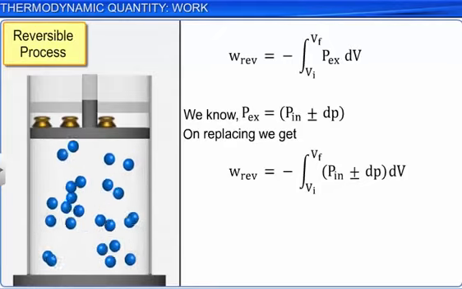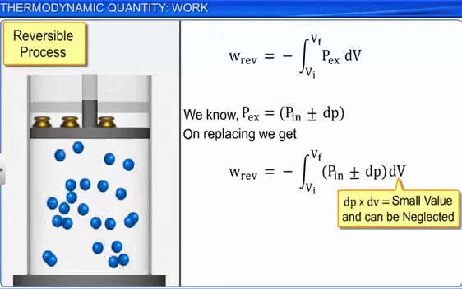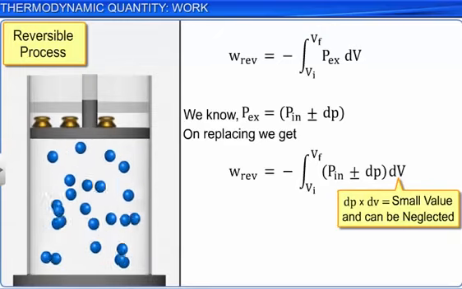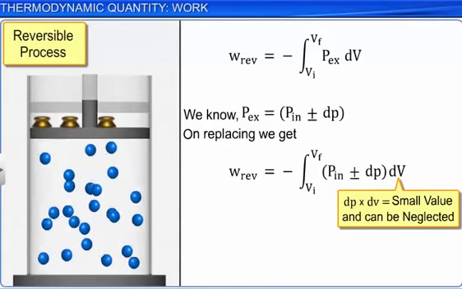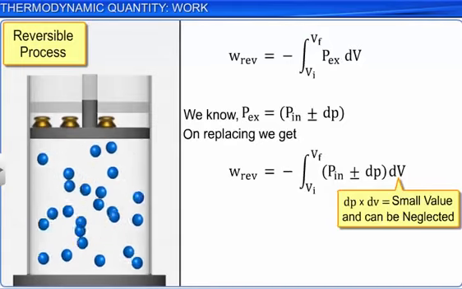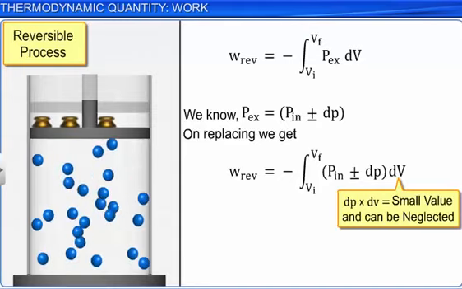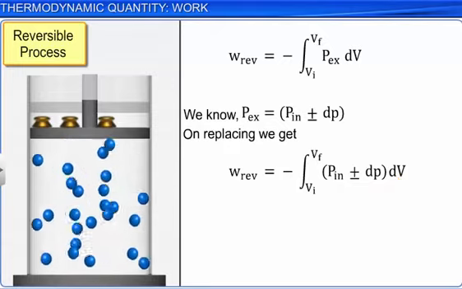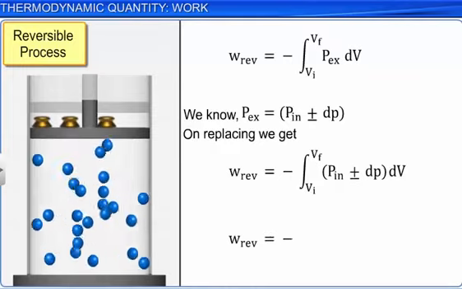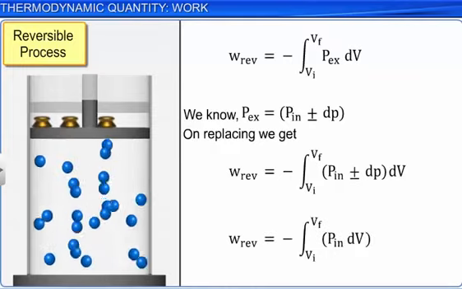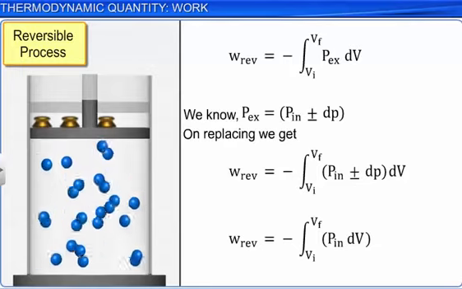As the changes in pressure and volume are infinitesimally small, their product is still smaller. Therefore, the product of the infinitesimal change in pressure dP and the infinitesimal change in volume dV can be neglected. Hence, the final equation is reversible work equals the negative integral of P in multiplied by the infinitesimal change in volume dV.